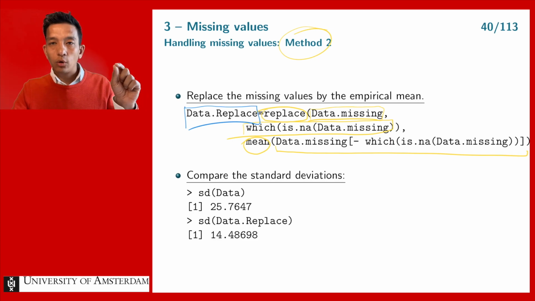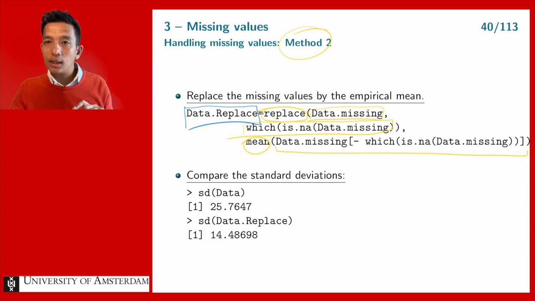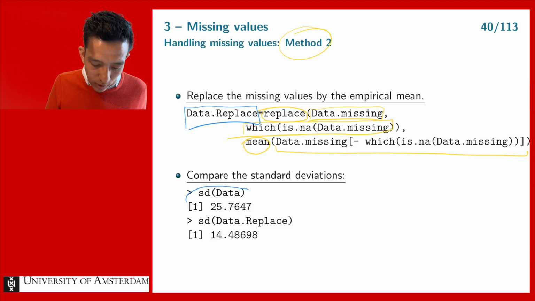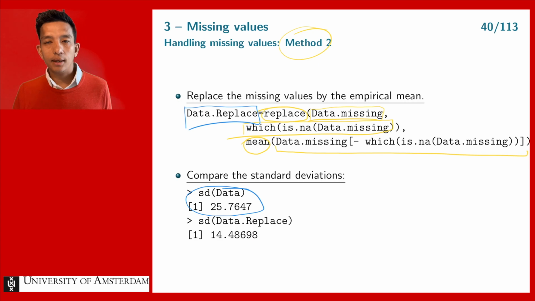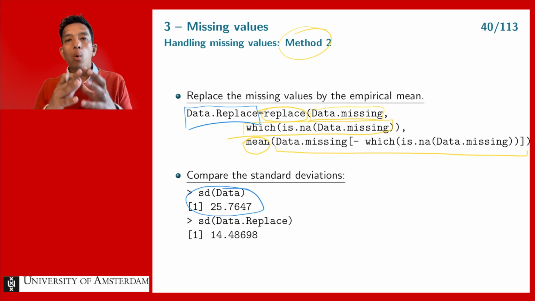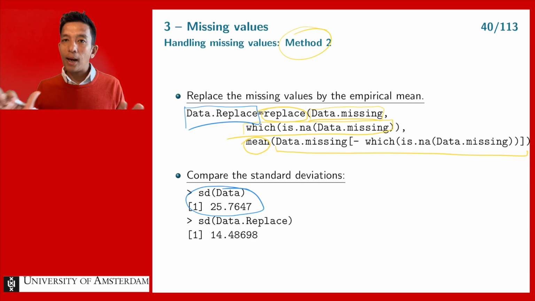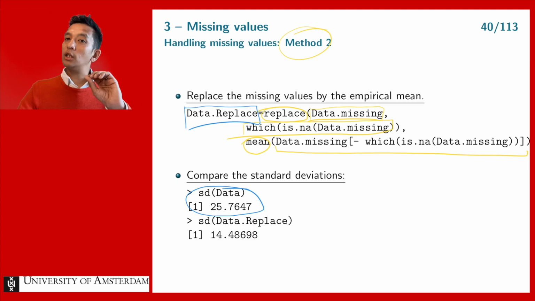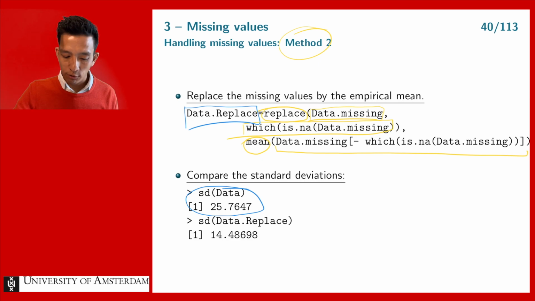So the vector data.remove of the previous slides was a vector with 800 observations, because I removed all the missing values. Data.replace, again, 1000 observations. However, let's look at the standard deviation of my original data set. So data, where my 1000 observations of a normal distribution, where I do not have any missing values. Then the standard deviation is 25.76, and the theoretical standard deviation was around 25.